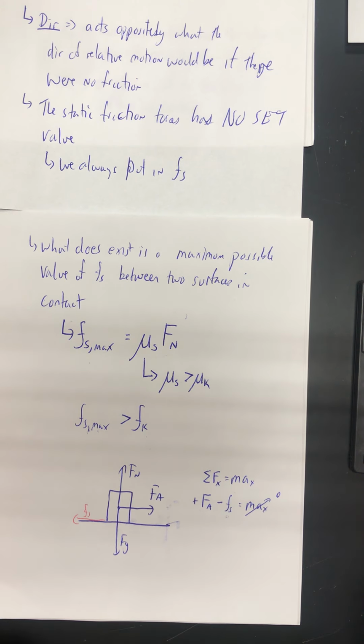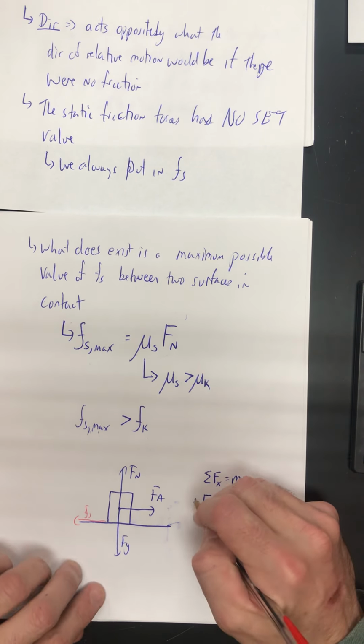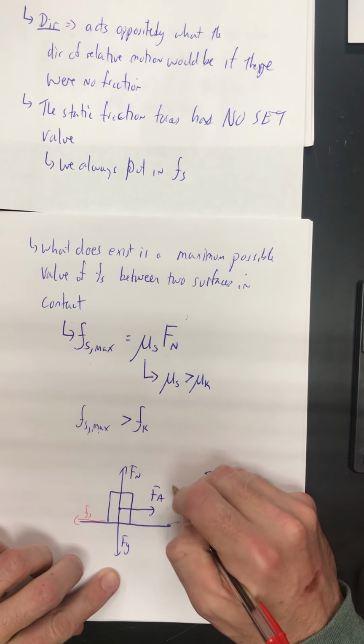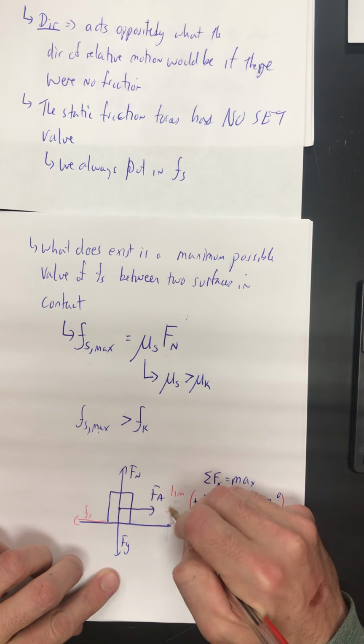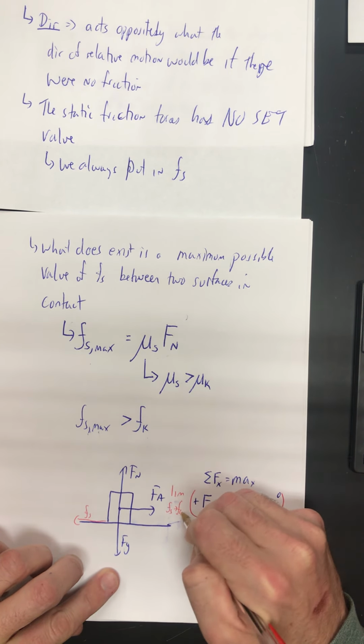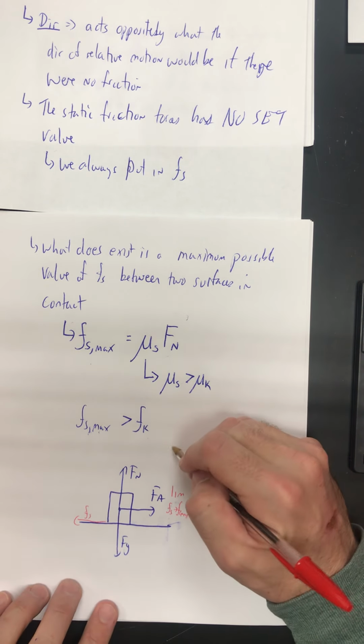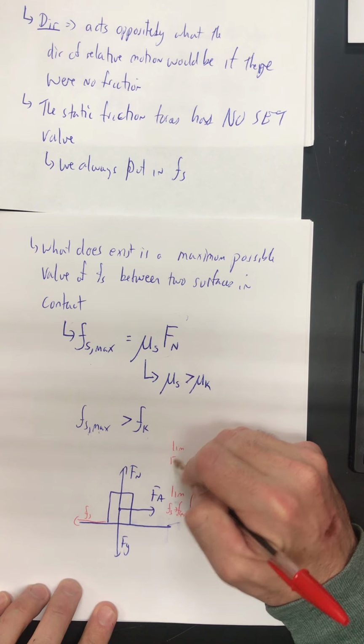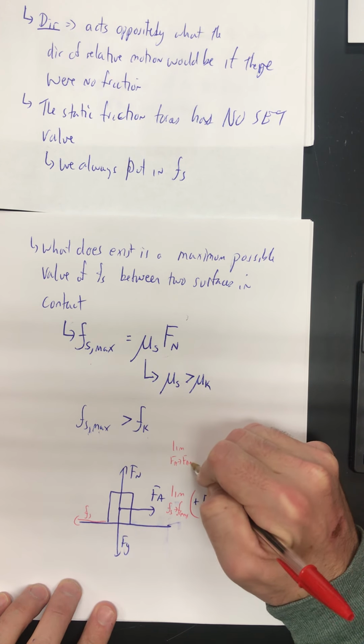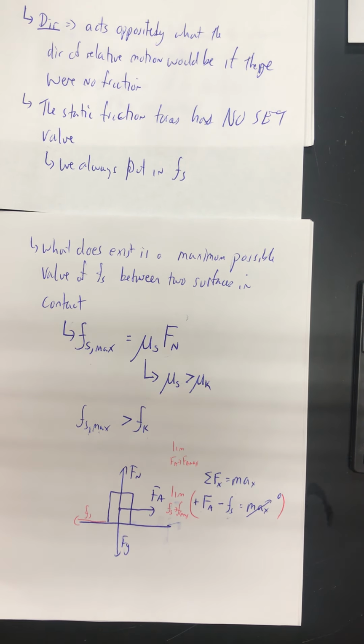So the way that we turn Fs's into Fs maxes in an equation is, of course, to take a limit. So we're going to take a limit as Fs approaches Fs max. Another way, the limit I could have taken here is the limit as Fa approaches Fa max, because when you get to Fa max, you're at Fs max.